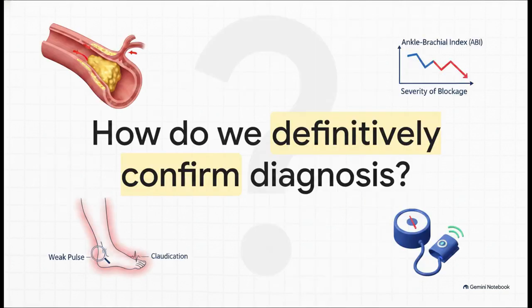So you've taken the history, you've heard all about the claudication, you've seen the shiny, hairless skin, and you can't feel a strong pulse. The clinical picture is loud and clear, right? But here's the million-dollar question. How do we definitively confirm this diagnosis objectively and actually quantify the severity of the blockage?